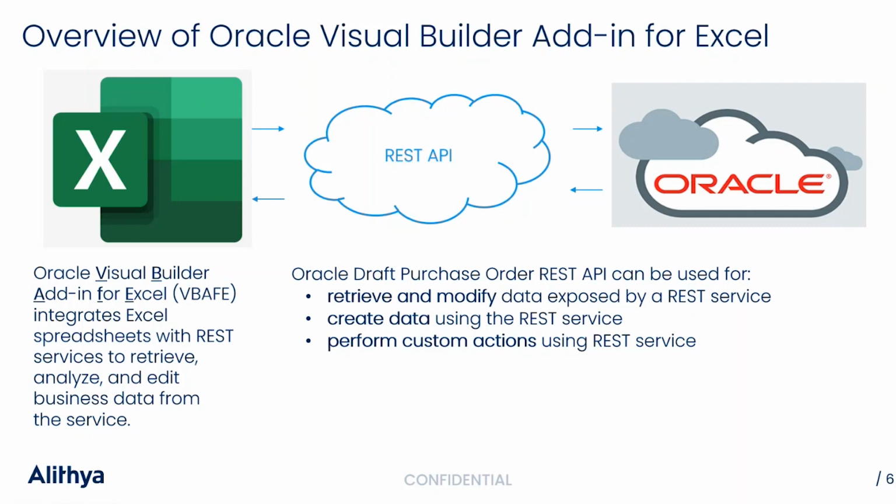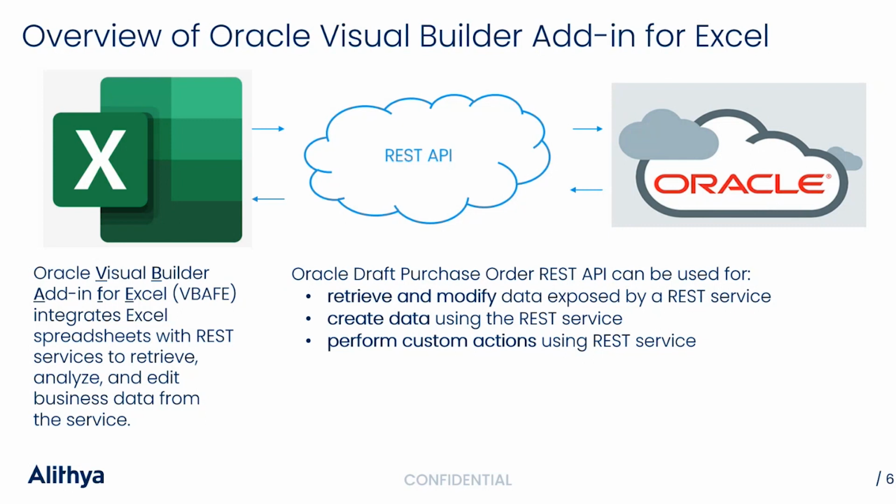The Oracle Visual Builder tool can perform some custom actions as well. In our case, we're talking about purchase orders today. So maybe you want to submit a purchase order for approval, or maybe you're submitting a purchase order change order for approval. Those are some actions that we'll see today.